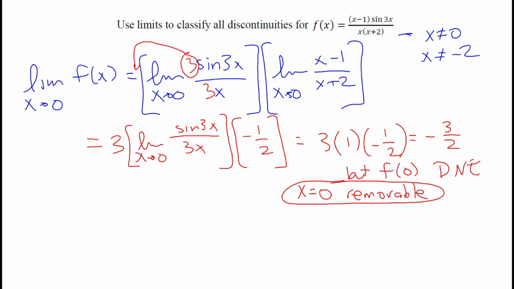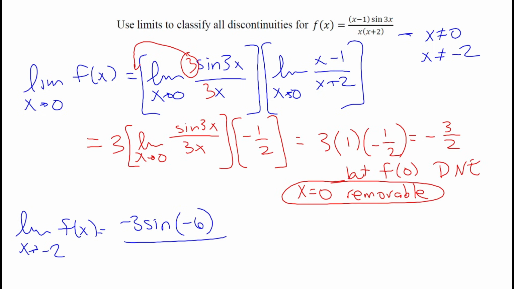And then when we go down and do negative 2, well, the limit as x approaches negative 2 of f of x, well, in the numerator we have negative 3 times the sine of negative 6. Those are all just numbers. Divided by negative 2 times 0. Well, a number divided by very close to 0 is positive or negative infinity, which tells us that x equals negative 2 is an infinite discontinuity.